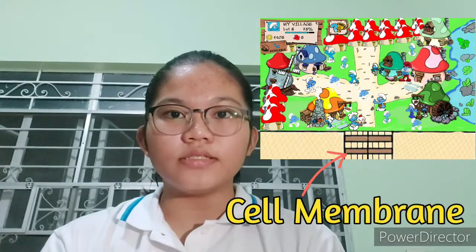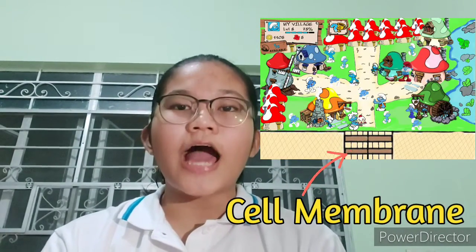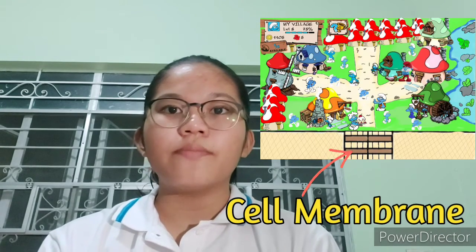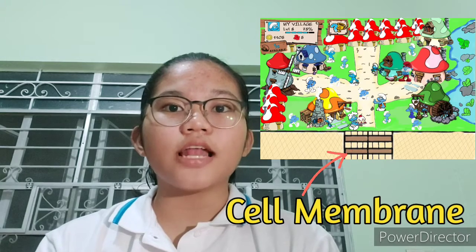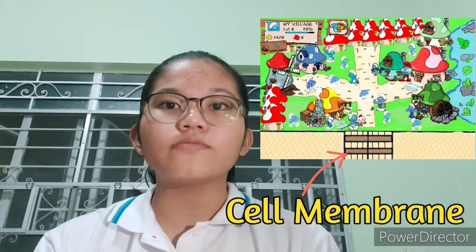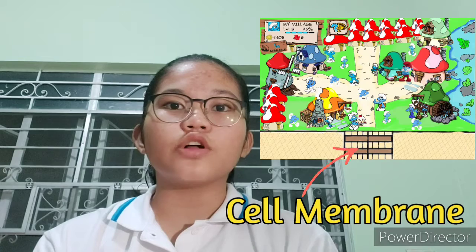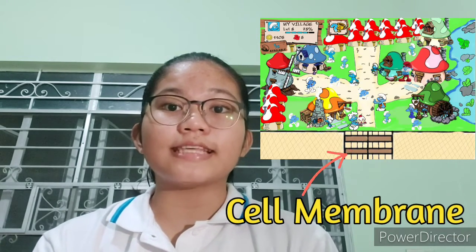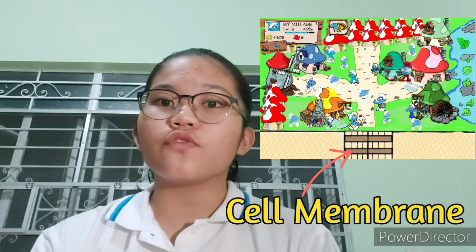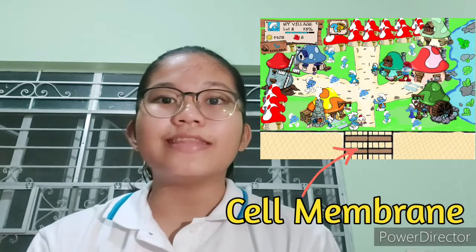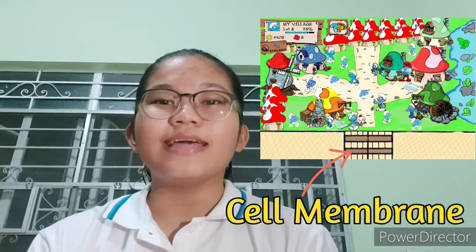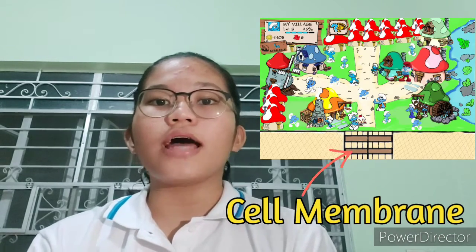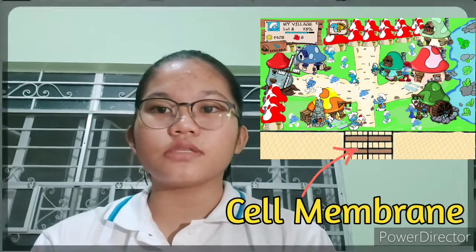Then the second one is the cell membrane. I compared the cell membrane to the gate in the village because the cell membrane is a cell's outer layer that helps keep its form while also allowing certain substances to enter and exit the cell. So kaya ko sinerve yung gate as my cell membrane dahil magkamukha sila ng function. Ginagamit yung gate sa Smurf village para makapasok at makalabas yung mga worker Smurfs.